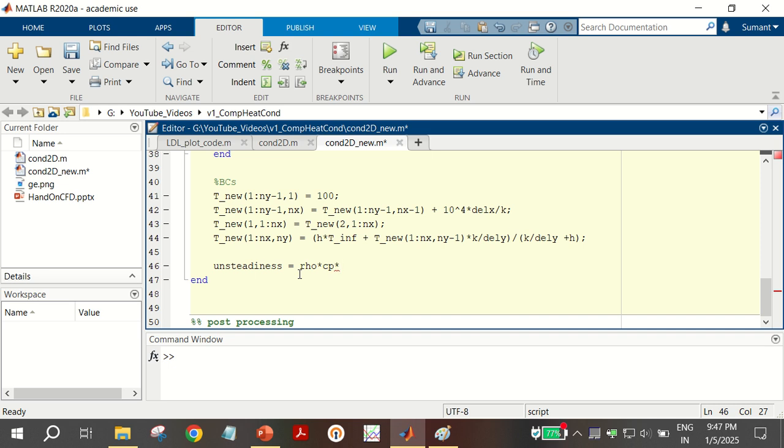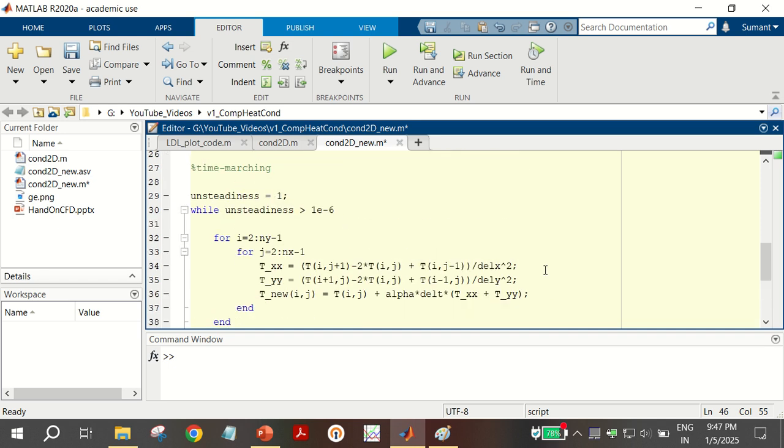So you take the maximum of the matrix. It's a 2D matrix, so you have to take the maximum function twice, because when you do max once it will work along one dimension only. You take the absolute of T minus T new, divided by delta t and whatever the rho Cp. If it goes below 10 raised to minus 6, it means you are reaching the steady state.